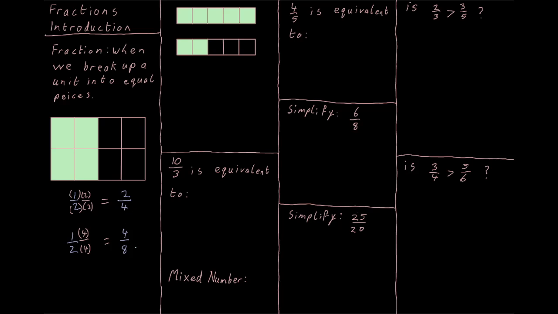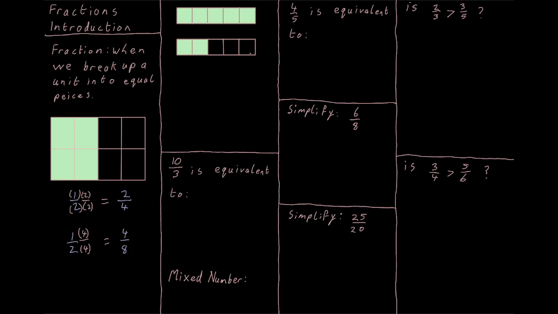And there would be an infinite number of ways of describing how we would break up this unit into equal sized pieces, and then we count up how many of those equal sized pieces we've got, and that gives us the fraction of the unit we're talking about. Now we can also have multiple units.